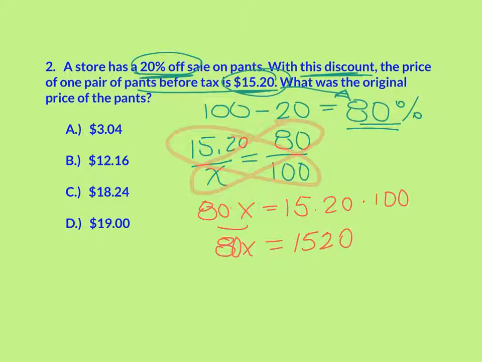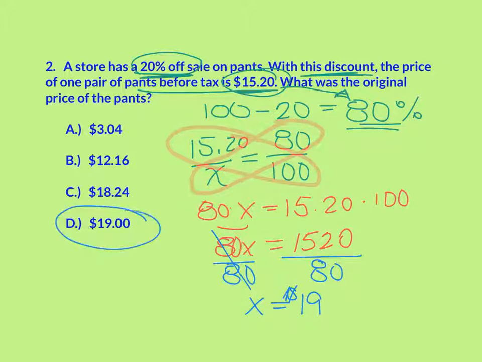The next thing I do to solve that is to divide both sides. I say, what's the opposite of times 80? It's, of course, divide by 80. Divide both sides by 80. Those cancel. I'm left with x equals $19. So the only one here that makes sense is D.